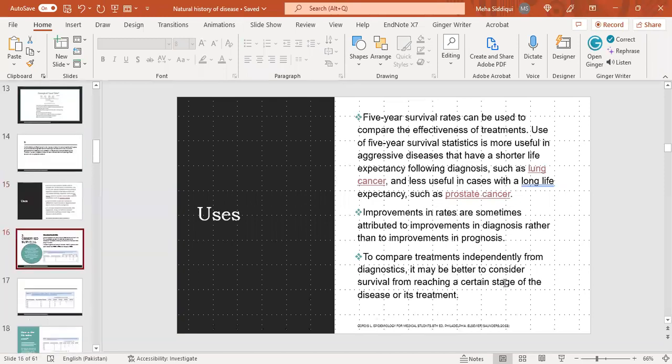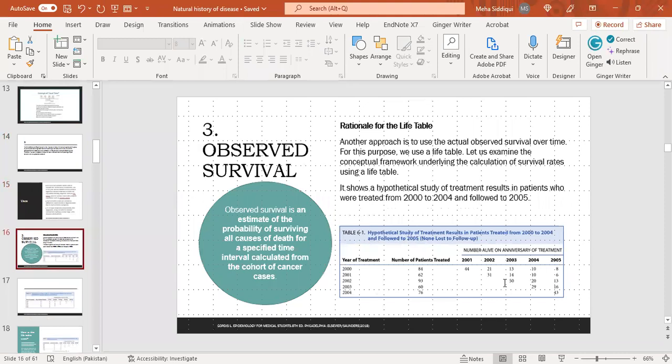Now, the third method is observed survival. Observed survival is an estimate of the probability of surviving all causes of death for a specified time interval, calculated from the cohort of cancer cases. This is the rationale for the life table. That is, a life table is another approach to use the actual observed survival over time. For this purpose, we use a life table.